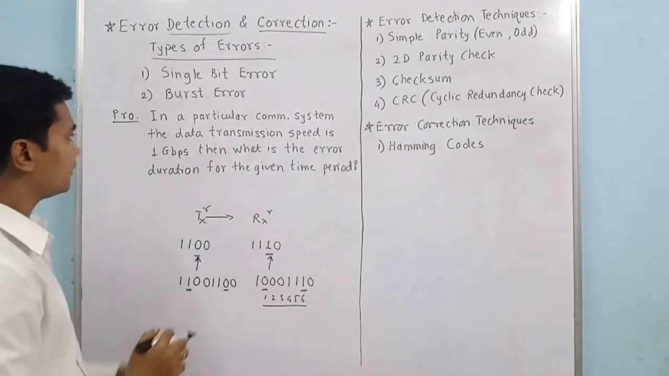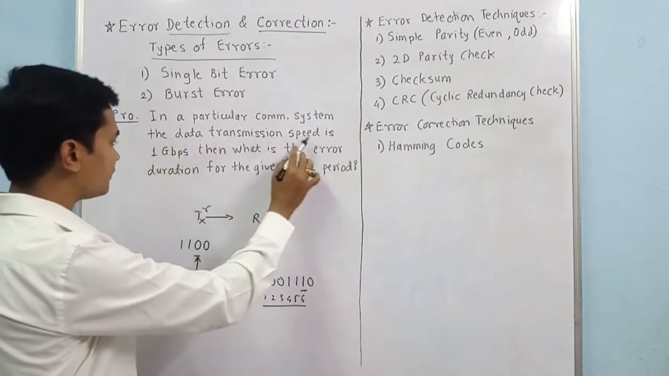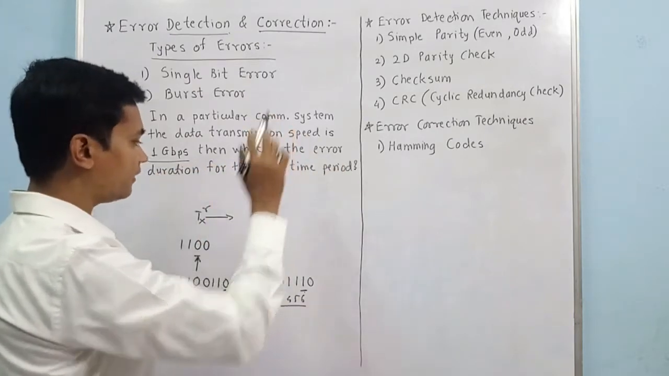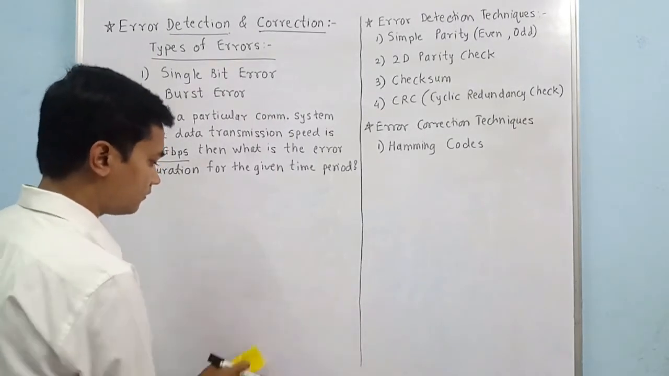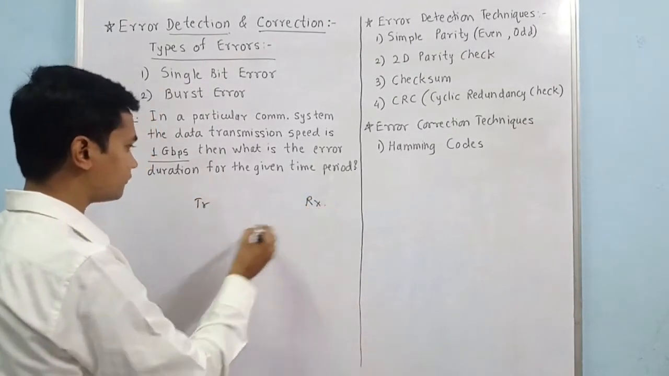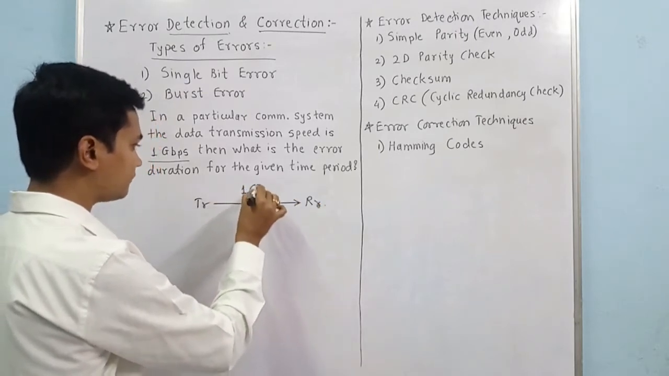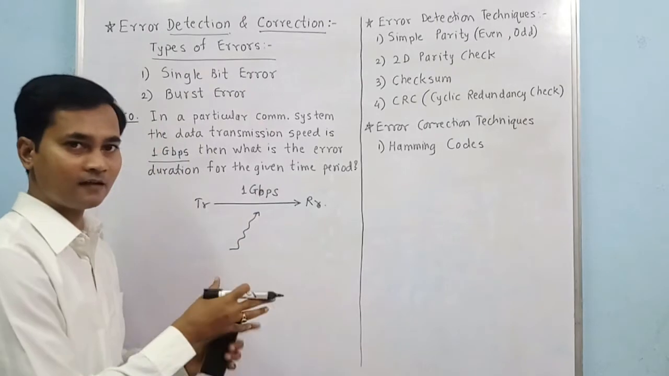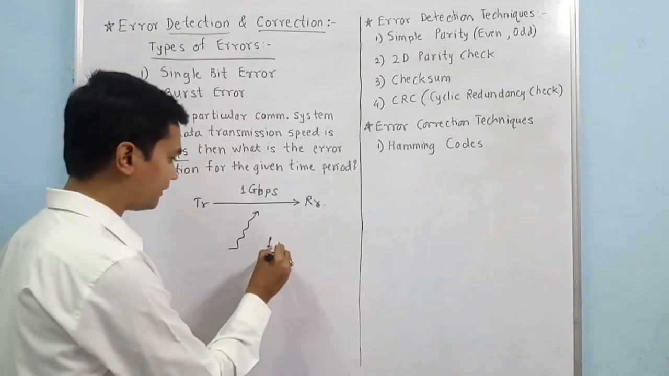Now coming to the problem. Here I have taken one problem. In a particular communication system, the data transmission speed is 1 Gbps. Then what is the error duration for the given time period? Now consider the transmitter and receiver. The transmitter is going to send the data at 1 Gbps speed, and due to some media, due to some channel, the error occurs for say 1 millisecond.